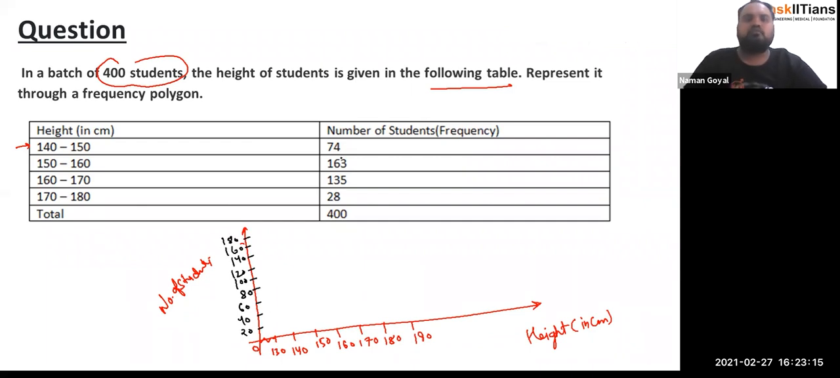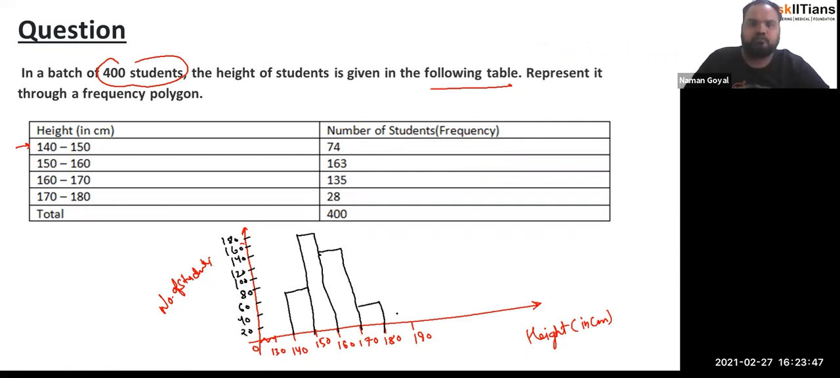Now for 140 to 150, the bar is for 74. So 74 comes here, like this. If you take proper graph paper, then you can draw proper bars. Next is 163, and 163 is like this. Then 135, 135 is there. Next is 28, 28 is there, and for 180 to 190 there is no bar.